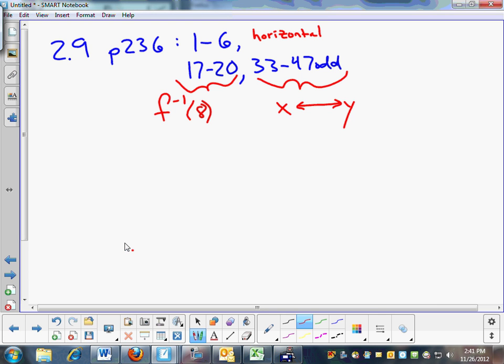2.9, page 236. 1 through 6 is simply looking at a graph and deciding whether or not it passes the horizontal line test. Those are easy peasy. 17 through 20 are problems like f inverse of 8. What input gives you an output of 8? Those should be pretty easy. 33 through 47 odd. You're going to be switching x and y values and coming up with inverses. Tomorrow we'll go over the last 4 problems as well as a couple on your other assignment, and we'll go from there. Wednesday, a complete work day.